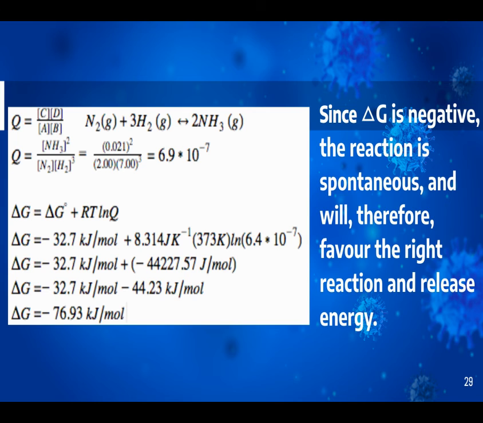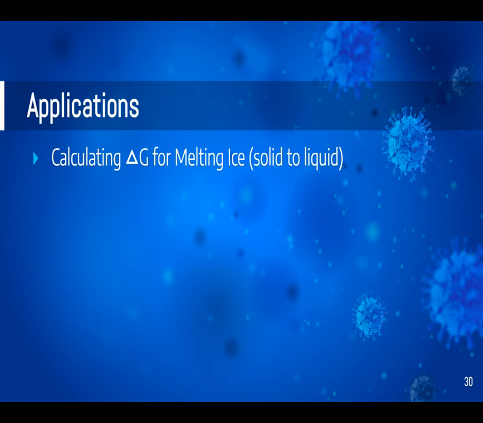I cannot stress this enough. A thing to ensure when you are calculating Gibbs free energy is that the various components in this equation tend to not always be the same units. Enthalpy is usually in kilojoules, while entropy tends to be in joules. To avoid this mistake, just be on top of it, make sure your units are correct, and convert as needed. So in this specific reaction, since delta G is negative, the reaction is spontaneous and will therefore favor the right reaction and release energy.